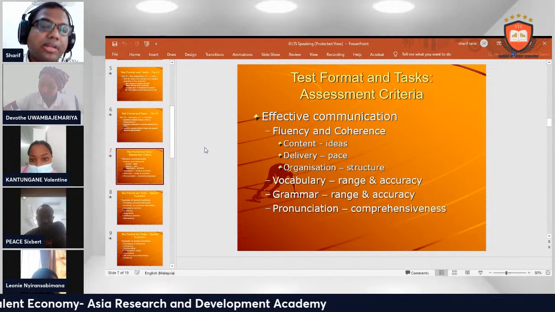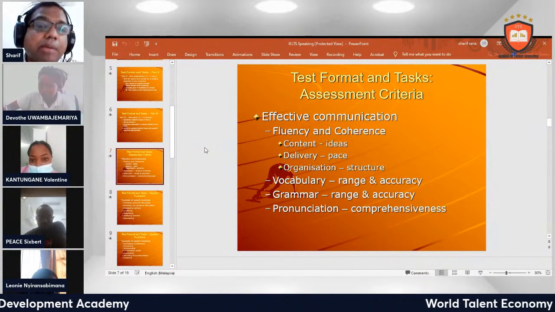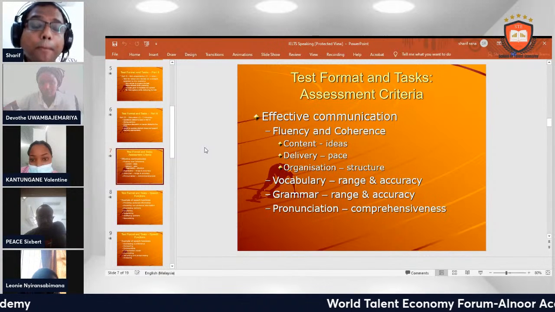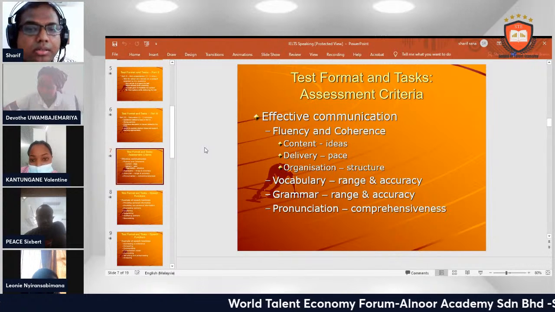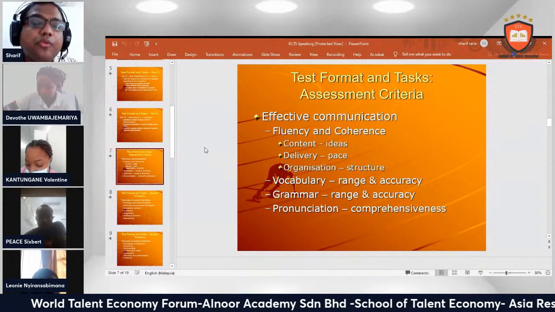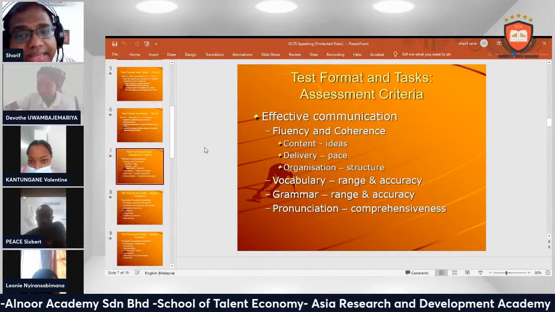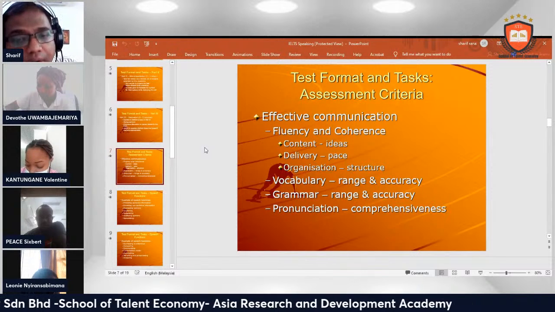You need a lot of vocabulary. Okay, grammar, range and accuracy. You need to understand grammar. Pronunciation, comprehensibility. Okay, these are the basic things. Effective communication needs fluency and coherence. Contents, you need ideas, and you have to be well paced for delivery.